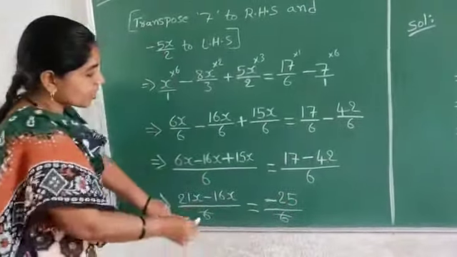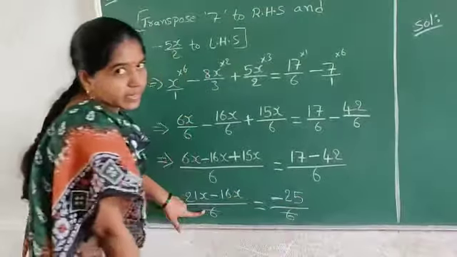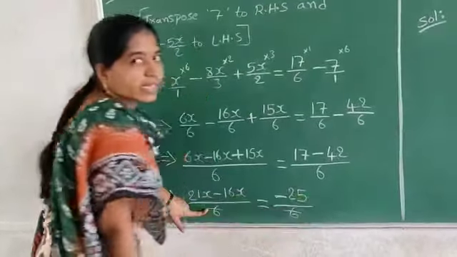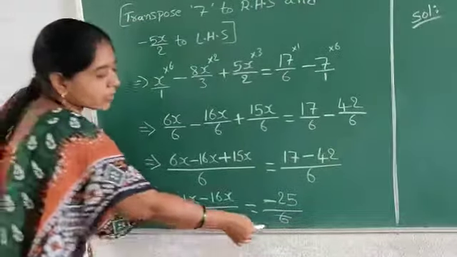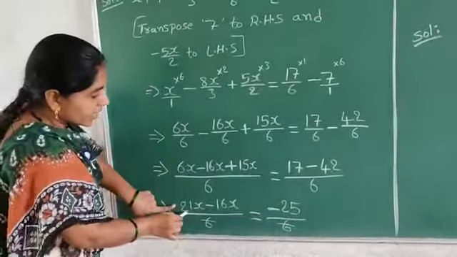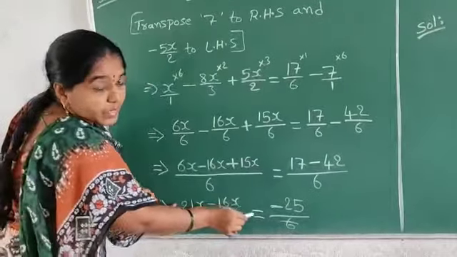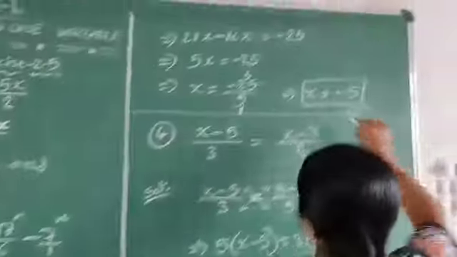Denominator is 6. Children, if you transpose 6 to the right hand side, minus 25 into 6 will become. Here 6, we can cancel it. Otherwise, both denominators are same, so I am going to cancel here itself. The 6 and 6 are cancelled. Here 21x minus 16x remain is equal to minus 25. Okay. The same thing I will write here.